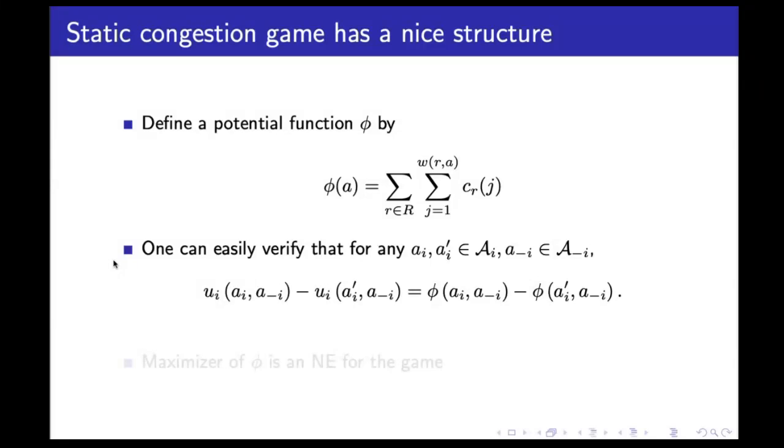So why is this congestion game so nice? Essentially just because there exists such a potential function such that this structure holds, and the maximizer of the potential function is the Nash equilibrium. In that sense, when we want to find the Nash equilibrium, we only need to optimize over one single function.